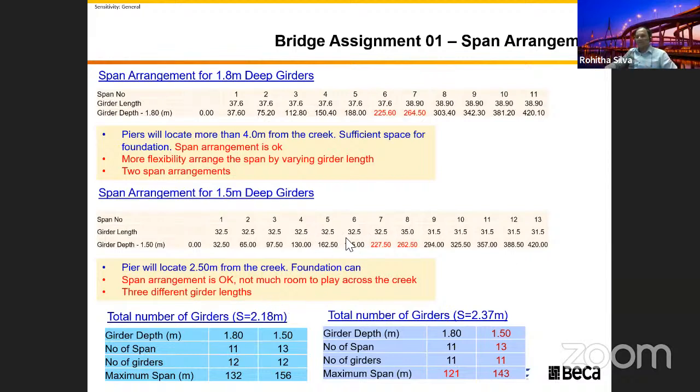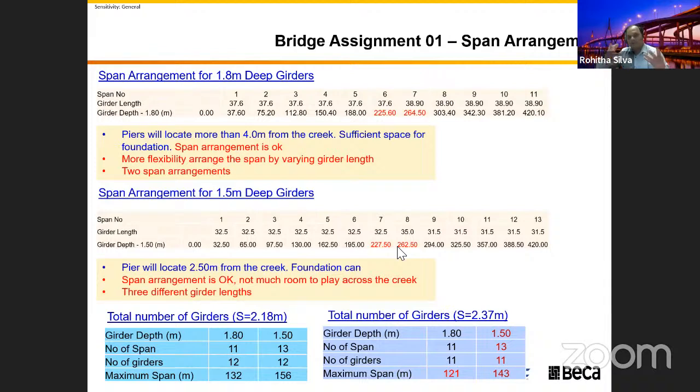3 different girder lengths are in here. Because it's 35, the maximum one against 31.5, 32.5. The girder weight have some difference, even the erection, the placing in there will be the issue, but still the solution is possible.